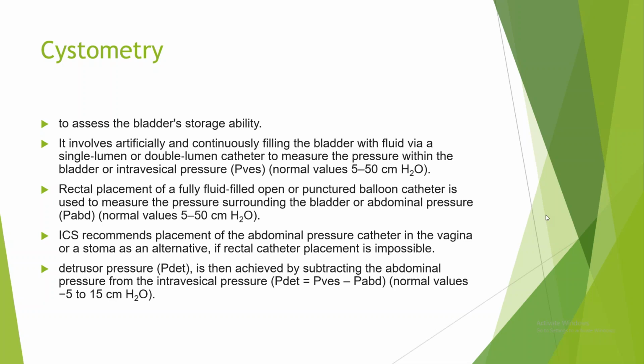And now, detrusor pressure, the machine is automatically going to calculate from that. Detrusor pressure is calculated by subtracting abdominal pressure from the bladder pressure. So the machine is going to calculate it automatically. So there will be only two catheters, one in the bladder and one in the rectum.